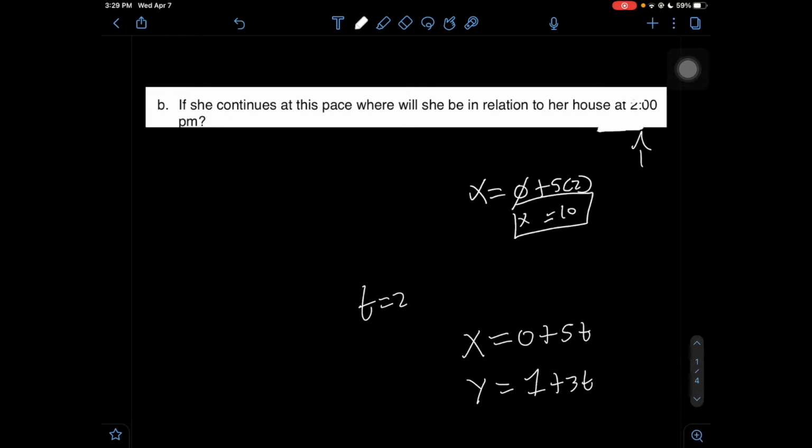Then we have y equals 1 plus 3t. y equals 1 plus, and we substitute 2 for t, times 2. 3 times 2 is 6, plus 1 equals 7. y equals 7. So we can write that down here.